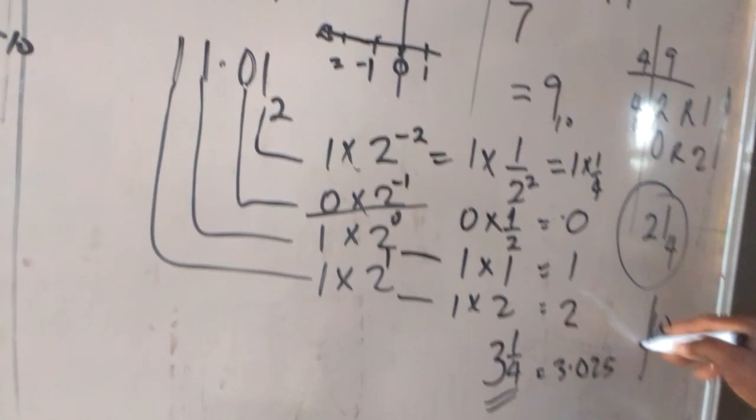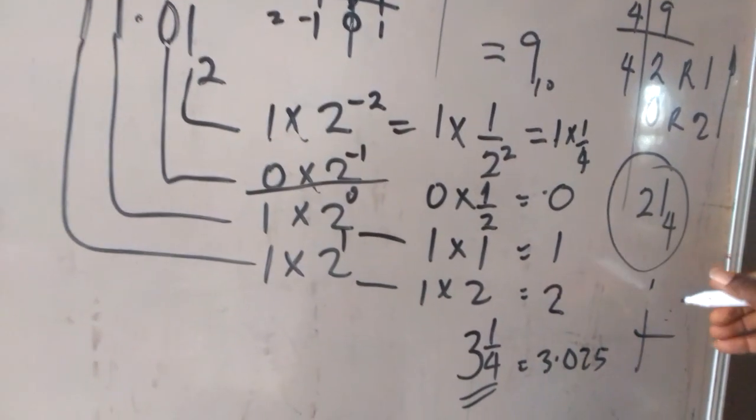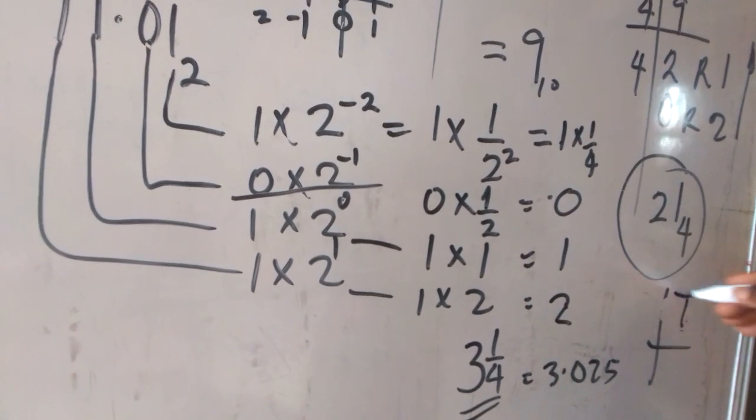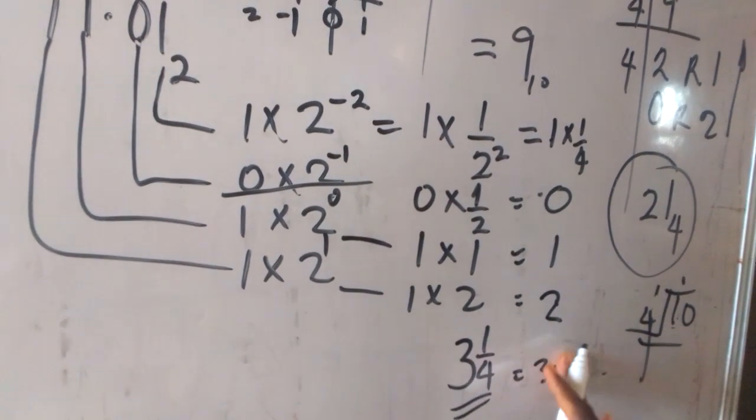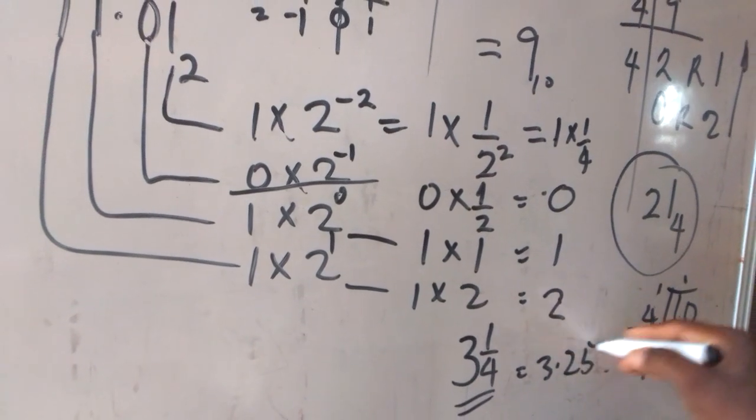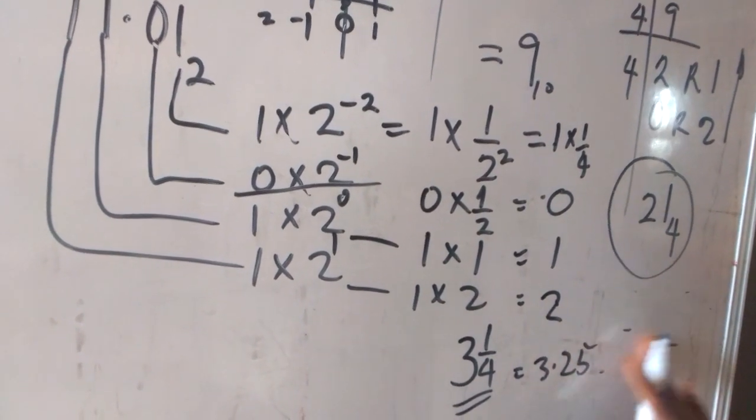So let me see. I have my 1 and I have my divided by 4. So 1 here, 10. Okay, 3.25. It will give me 3.25 as my final answer.